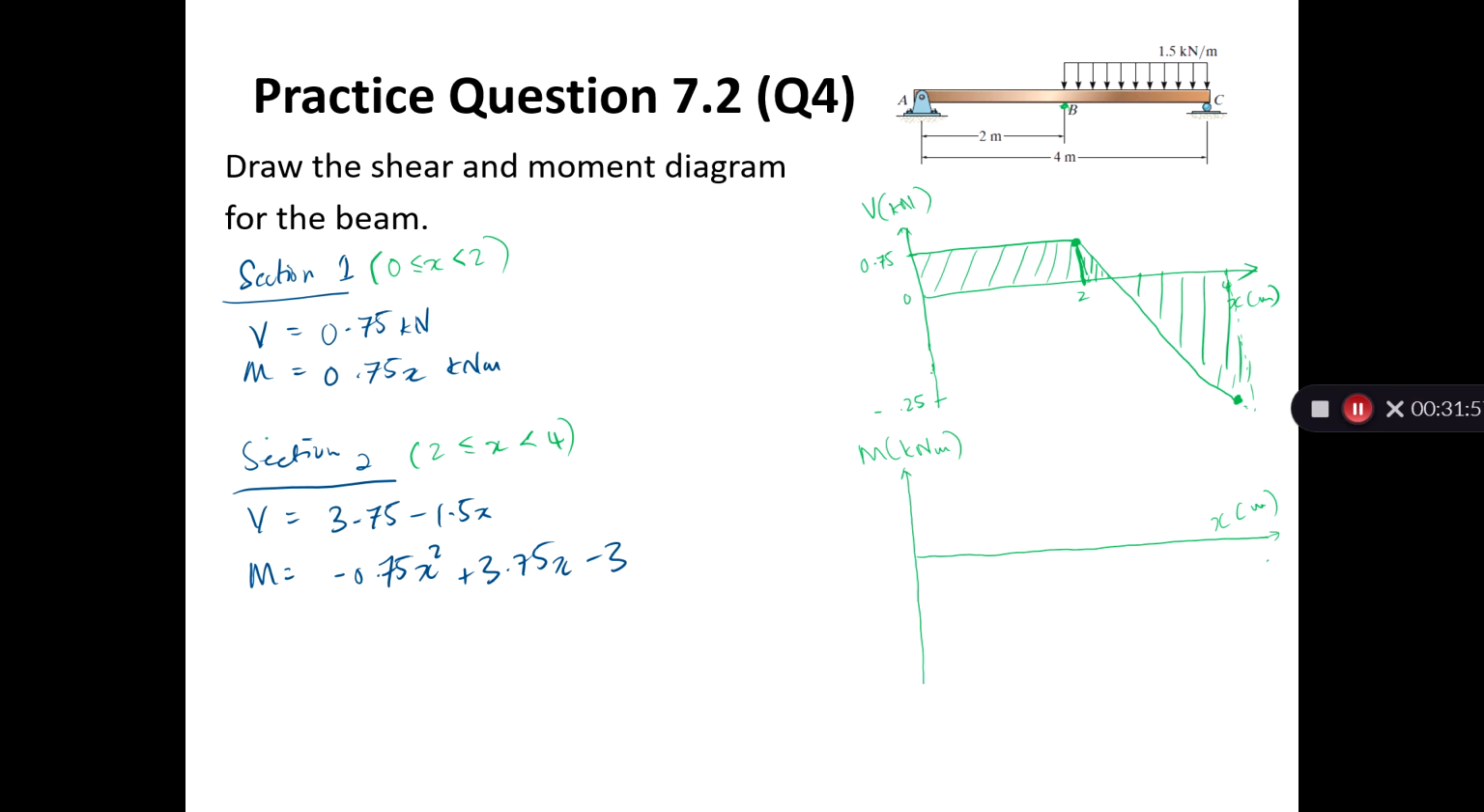So now let's figure it out. For between 0 to 2, it's a linear equation here. So it will intercept at 0. When x equals 0, M equals 0. When x equals 2, M equals 0.75 times 2, which is 1.5. So let's say this is 2. This is 1.5. Somewhere there. This will be about here, right? That is fine as long as you see it's a straight line.